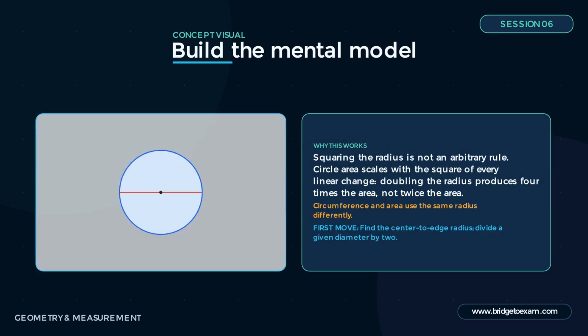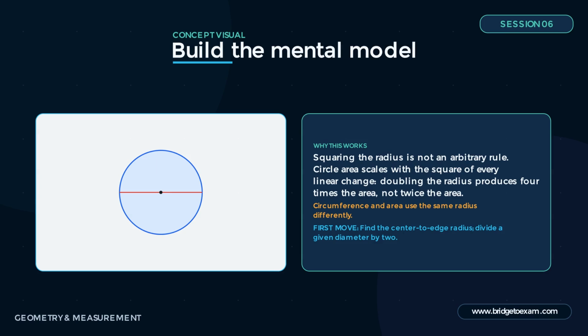Start with the concept visual. The circumference and area use the same radius differently. The square units describe the surface covered by circle area. Read every label as evidence about what is known, what is unknown, and which measurements actually belong in the model.